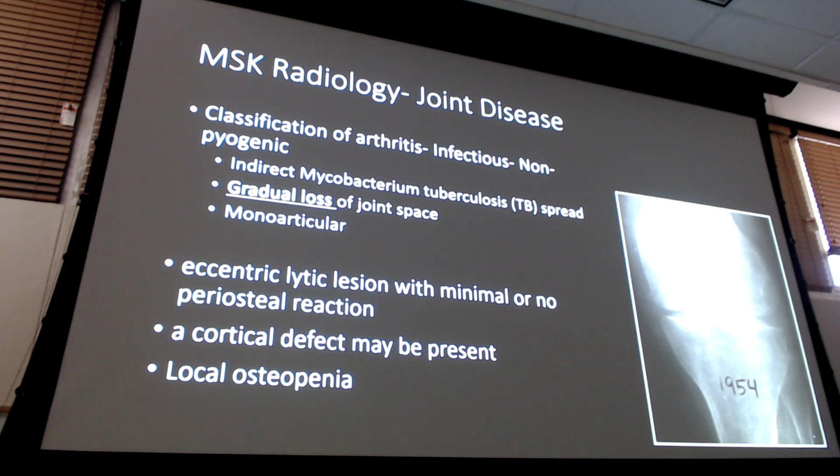Here's your non-pyogenic. Much slower loss of growth, loss of joint space. This is not something that's going to happen very quickly. It's right in here. You can see how this is a little more radiolucent on this side of the knee than on the other side, right? This is going to be your indirect tuberculosis spread, so this is going to be super rare.